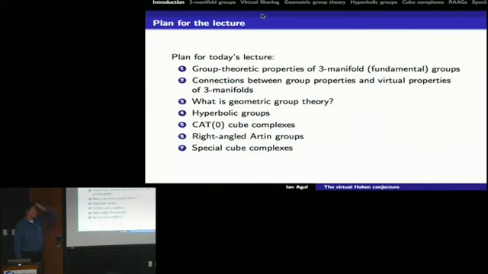So a virtual property means it holds in a finite cover? Yeah, virtual property means if it holds virtually, that means it holds for some finite-sheeted covering space. Okay. For some, yeah.